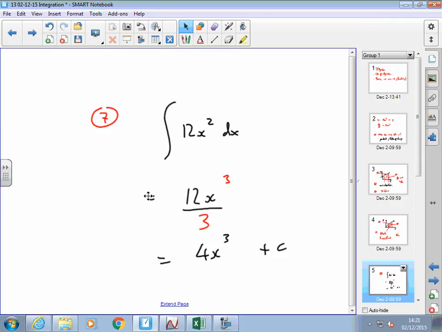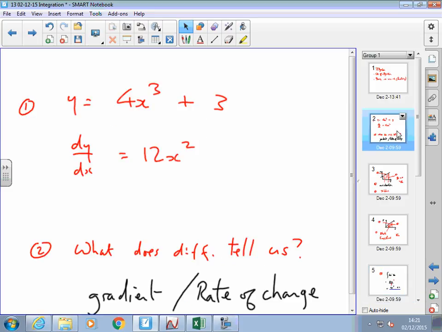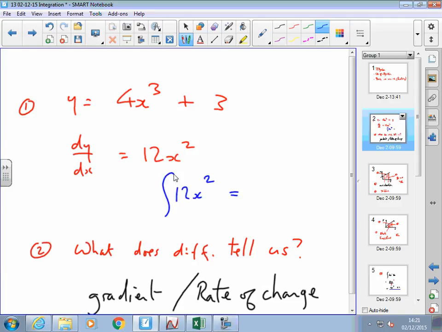Integration is the opposite of differentiation. So if I want to check I've done that right, and you may have noticed actually that this example is the exact opposite of the first question we had here. If I differentiate 4x cubed plus 3, I get 12x squared. If I integrate 12x squared, that gets me back to the original function, 4x cubed. But the trouble is, I can't get back to the 3 because when I differentiate, that's gone. And if you remember from last year, all I can do now is say, well, plus c, some constant, but I don't know what that is.